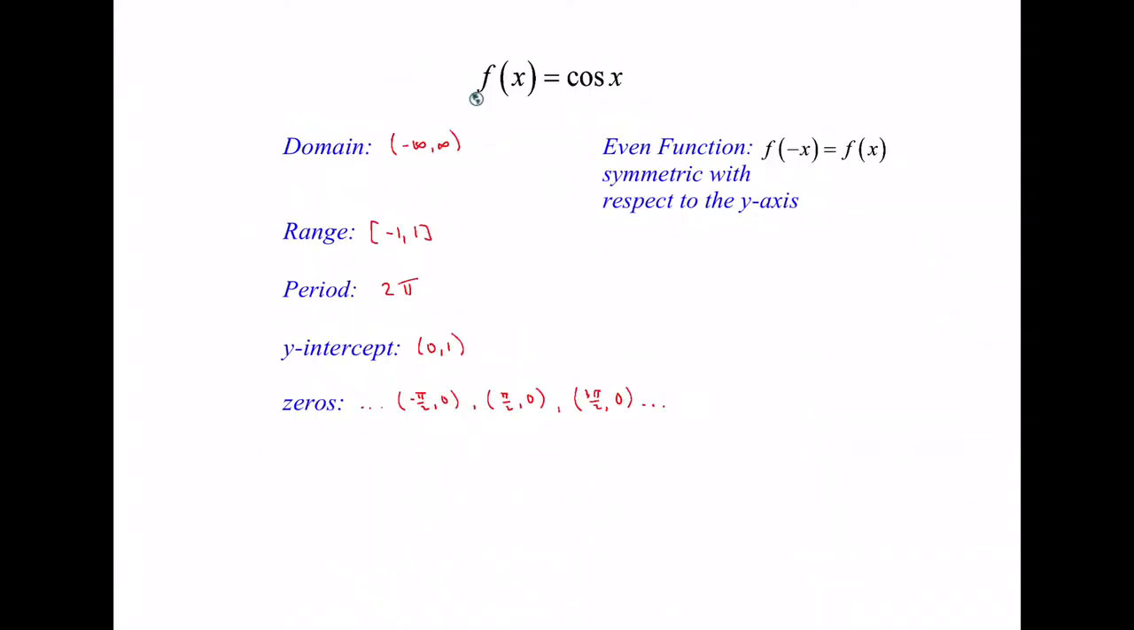And then even function. Cosine is an even function. We talked about even and odd functions in our original chapter of trig functions. So what that means is that if we have cosine of negative x, it is equal to cosine of x. So whether you plug in x or negative x, you still get the same output, which means it's symmetric with respect to the y-axis. So if you're reflecting over the y-axis, your y value stays the same even though your x value is becoming the opposite.